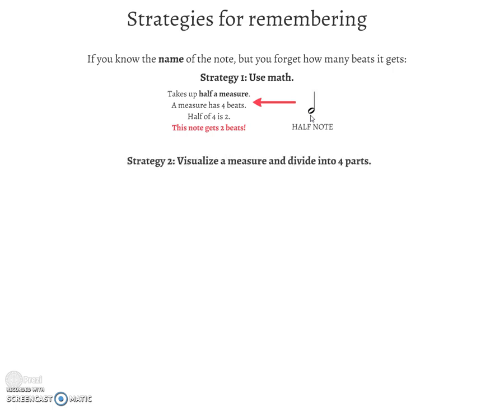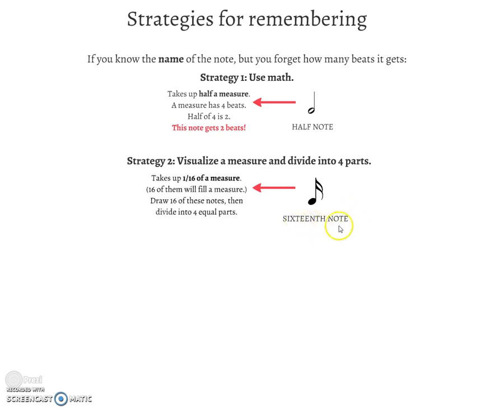Another strategy you can use if you know the name but you forgot how many beats, you can visualize a full measure of whatever that note or rest is, and divide it into 4 parts. So 16th note. Maybe you remember that this is called a 16th note, but you can't remember how many beats it gets. You know that the name of the note tells you something about how many of them go in a measure. A 16th note takes up 1/16 of a measure, or put another way, 16 of these will fit in a measure, will fill up a measure.